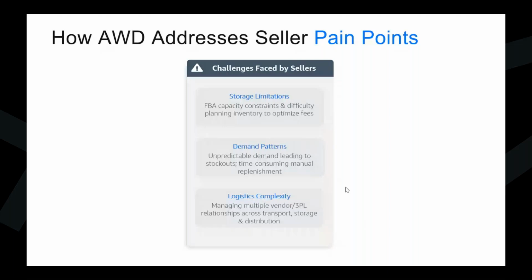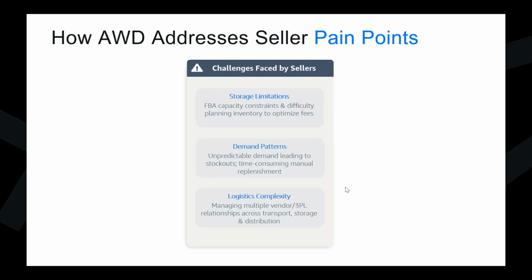So as I mentioned, Amazon Warehousing Distribution just launched in the EU and in the UK. We were trying to think from a customer perspective, about the challenges you face when trying to grow your business on Amazon. Things that we heard from our sellers and took into consideration are really storage limitations. We know that some sellers are affected by this, that you have difficulties planning inventory and also optimizing the fees that you are facing.